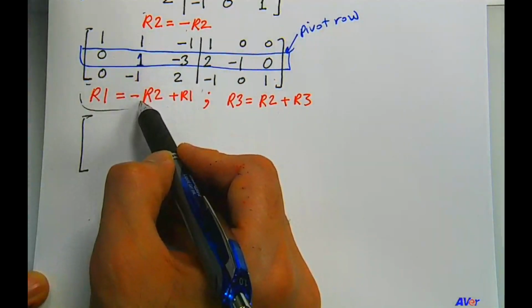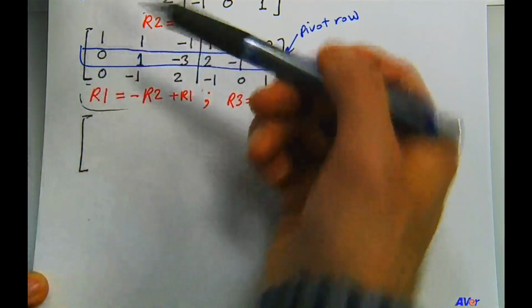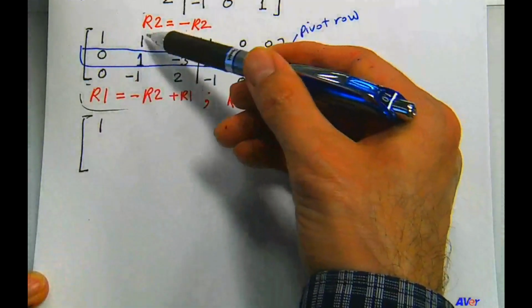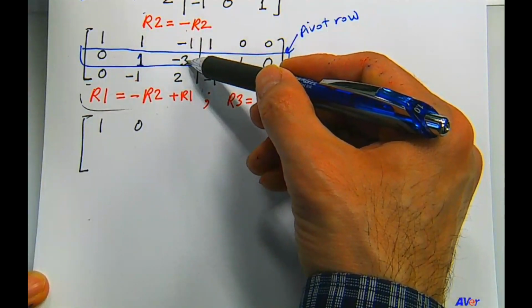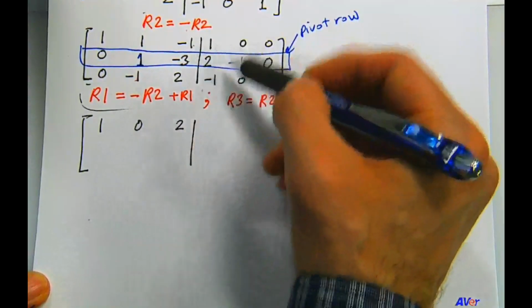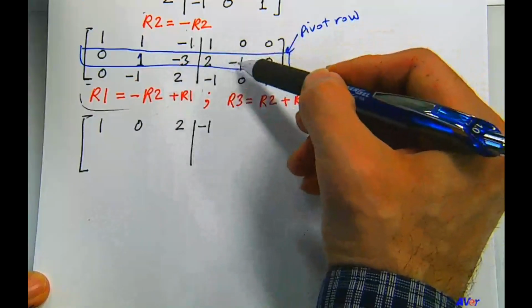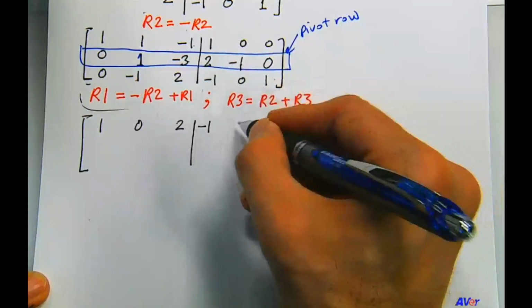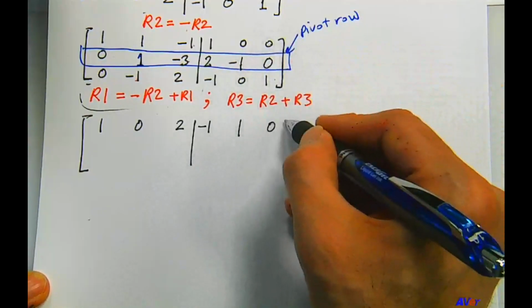Multiply the second row by -1 and then add it to row 1. So -1 times 0 is 0, plus 1, 1. -1 times 1 is -1, plus 1 is 0. -1 times -3 is +3, plus -1, that's +2. -1 times 2 is -2, plus 1, -1. -1 times -1, that's +1, plus 0 is 1. -1 times 0 is 0, plus 0, it's 0.